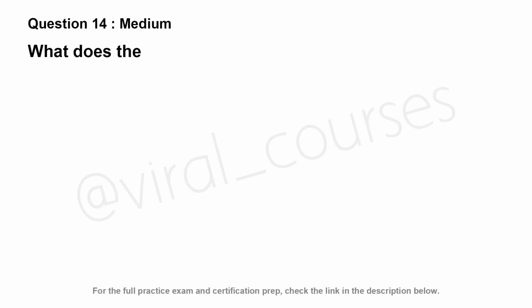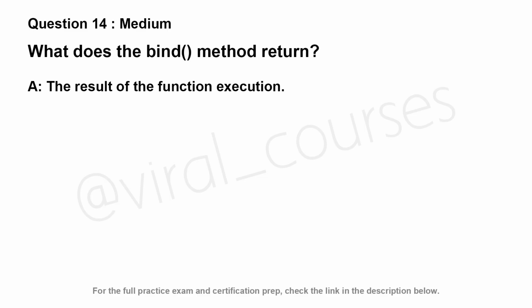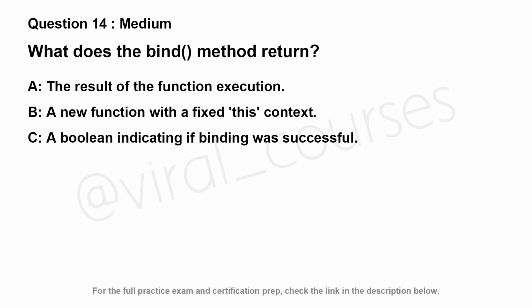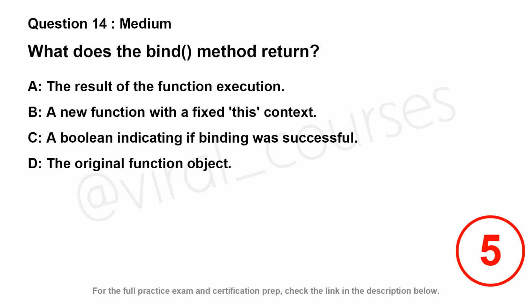What does the bind method return? Option A. The result of the function execution. Option B. A new function with a fixed this context. Option C. A Boolean indicating if binding was successful. Option D. The original function object.